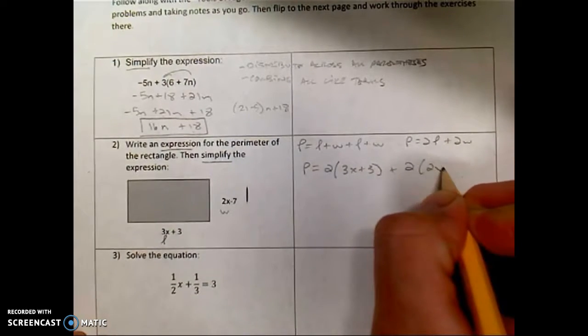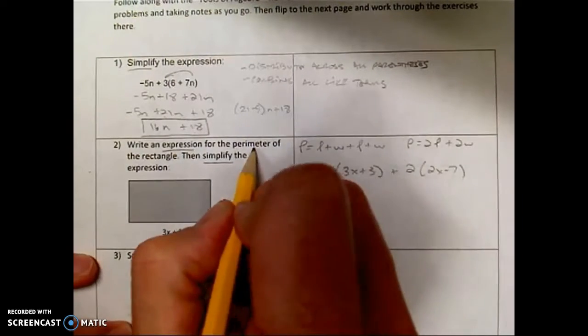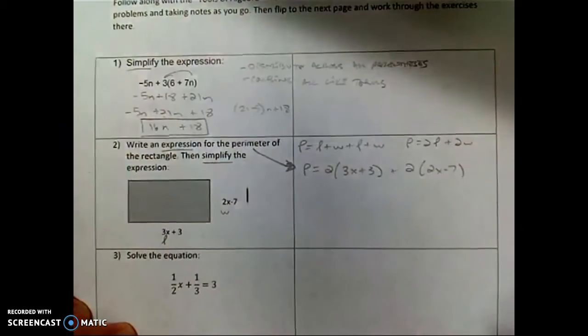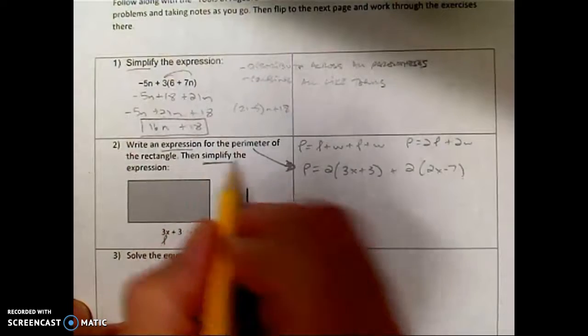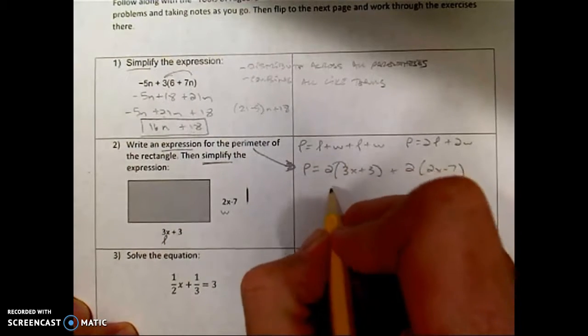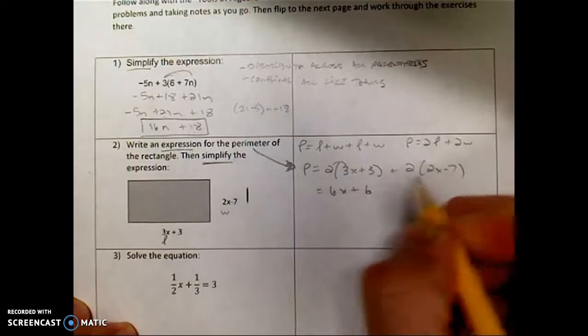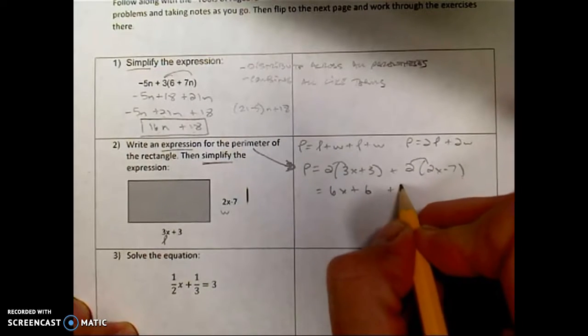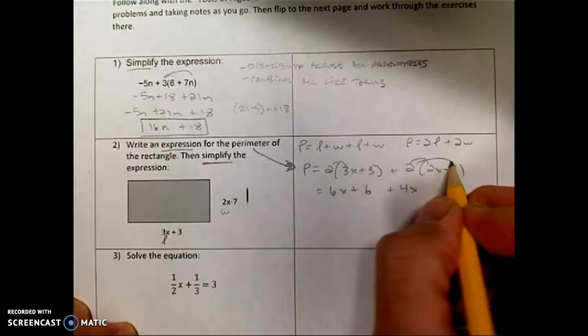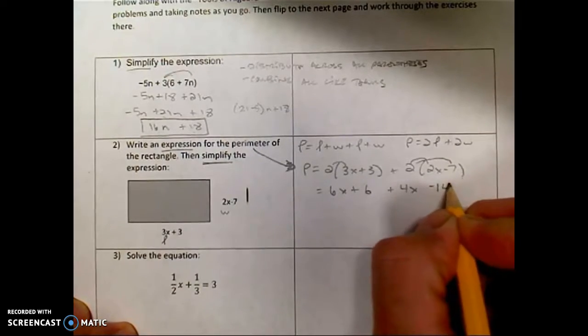So writing my expression, perimeter equals 2 times my length, 3x plus 3, plus 2 times my width, 2x minus 7. So now I've written that expression. Now my job is to simplify this expression. So 2 times 3, 6x, plus 6. Here, 2 times 2x is 4x, 2 times negative 7, negative 14.